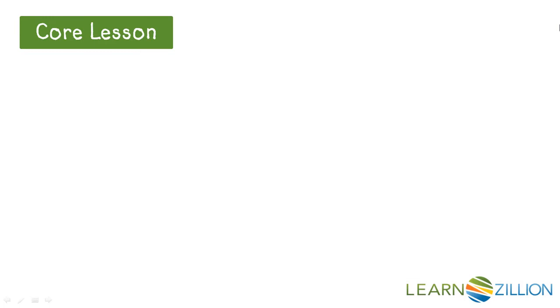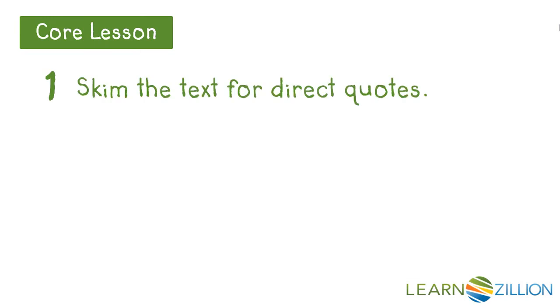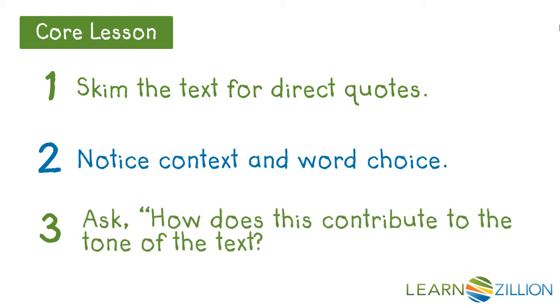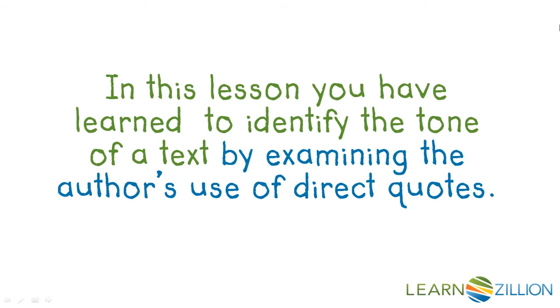These are the steps we followed. First, we skimmed the text for direct quotes. Second, we noticed the context and word choice. And last, we asked, how did this contribute to the tone of the text? In this lesson, you have learned to identify the tone of a text by examining the author's use of direct quotes.